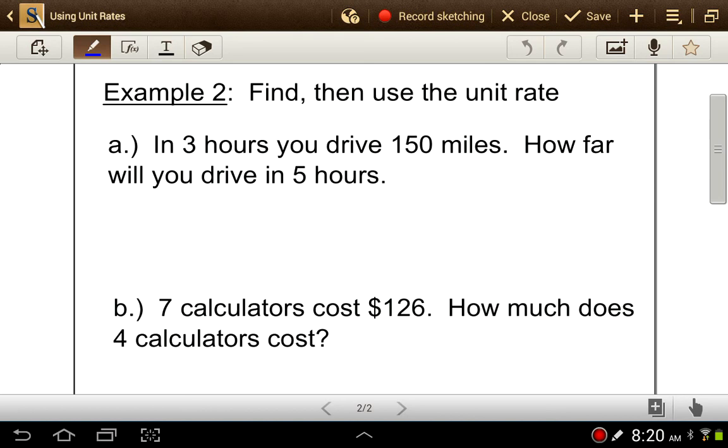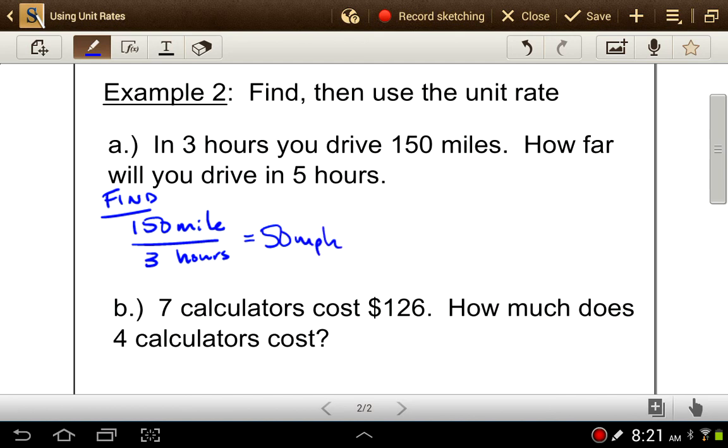Okay, so the first thing I'm going to do is find the unit rate. So to find the unit rate, I have to divide. So I'm going to take 150 miles, because we want to know how many miles per hour I can drive, divided by 3 hours. When I do that, I'm going to get 50 miles per hour.